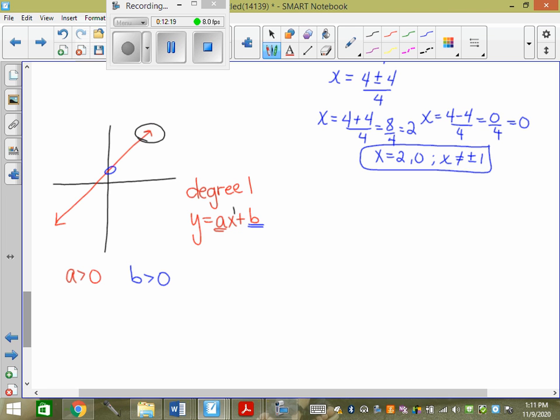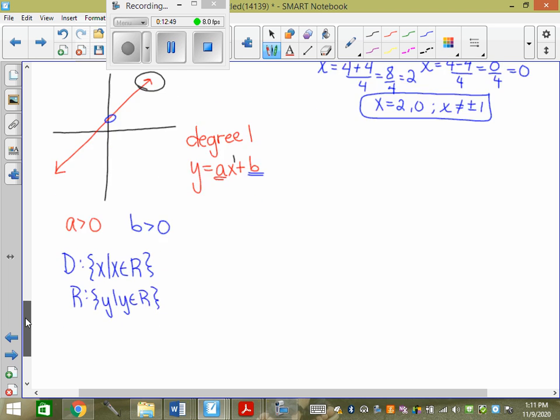Right? What's my domain for this one? And my range for this one? X is real and y is real because it's a line, right? Unless it's a word problem. So my domain is x such that x is an element of the reals. And my range is y such that y is an element of the reals. Okay?